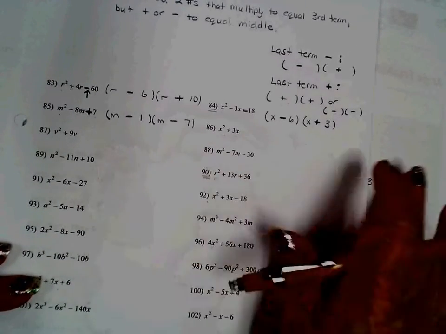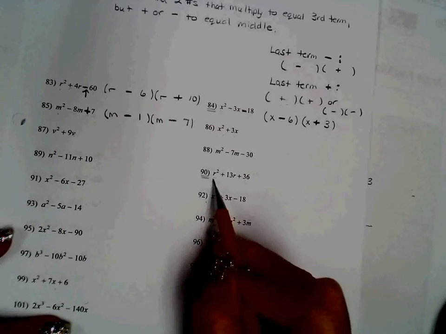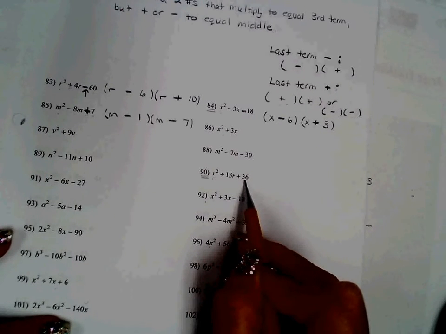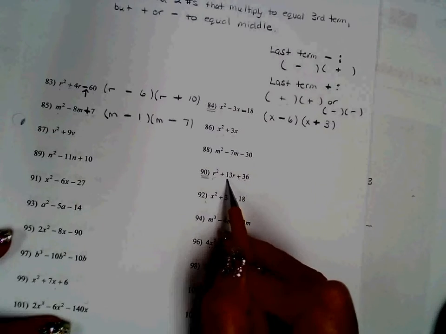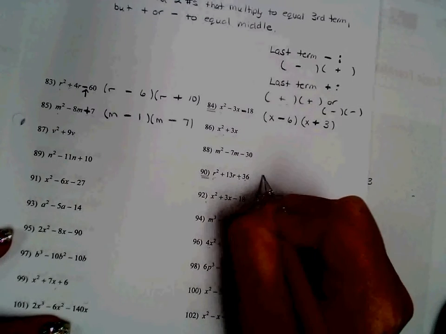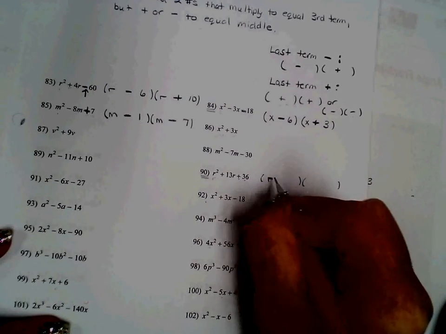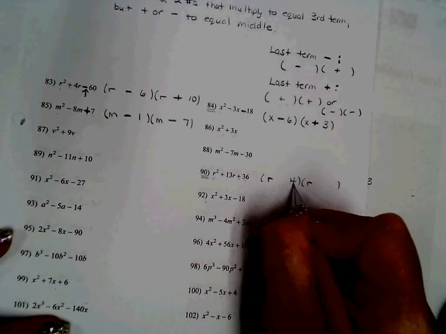So I look and see if it's a trinomial. It is a trinomial. It does start with a square. Can I come up with two numbers that multiply to give me 36, but add, because that's a plus right there, to give me 13? Well, there's my r and my r for r squared. 4 and 9.